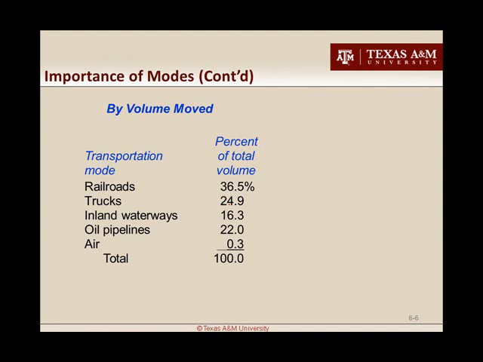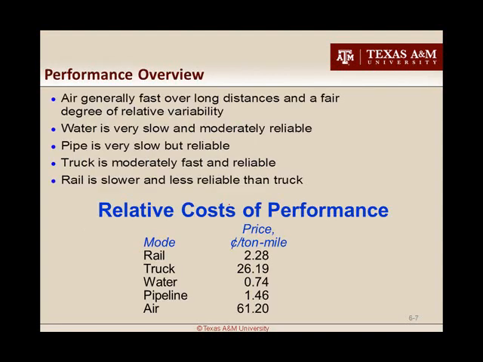Right? In terms of volume, of course, railroads, these numbers are for the US only. Railroads are the largest portion of the transportation. Then we have trucks and inland waterways. Oil pipelines also carry a significant amount of product, and finally air carries less than 1% of the total deliveries. Right?